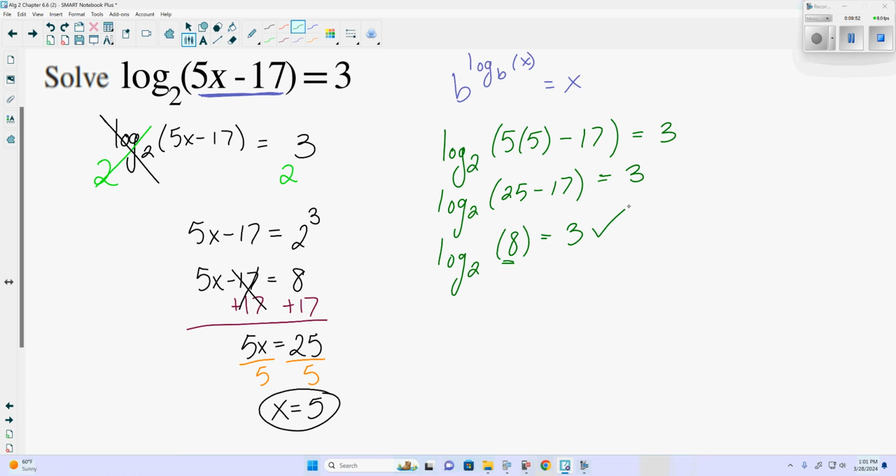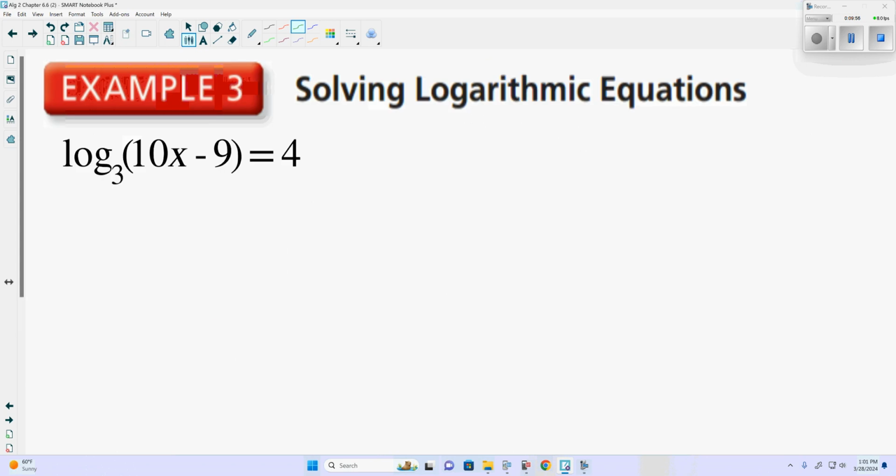Questions on this here? Let's look at the next one. Log base 3 of 10x minus 9 equals 4. What would we do first?